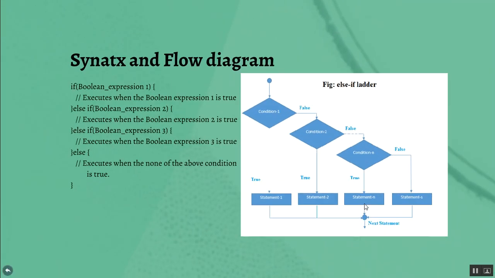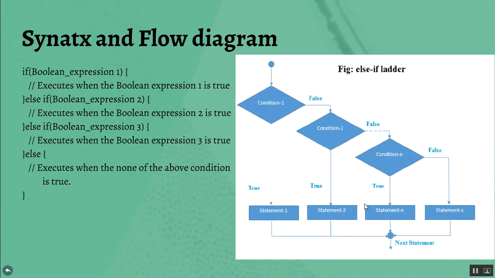Let's take the syntax. Here I have an if with a boolean expression 1, then else if. We have to write else space if and our next expression, that is boolean expression 2. We can add any number of boolean expressions using else if, and last we have an else. This else block is optional. If you have only if, that's also fine. We don't need to mandate using an else condition at the last. But the thing is, the else condition should be the last part if you want to add it.